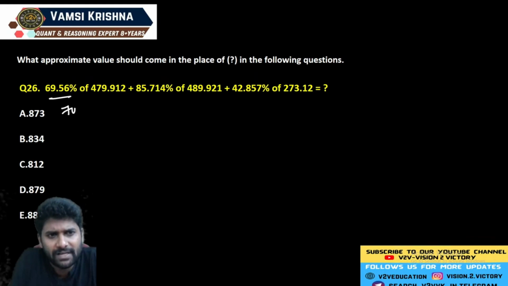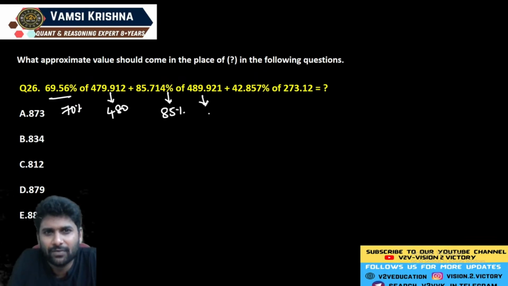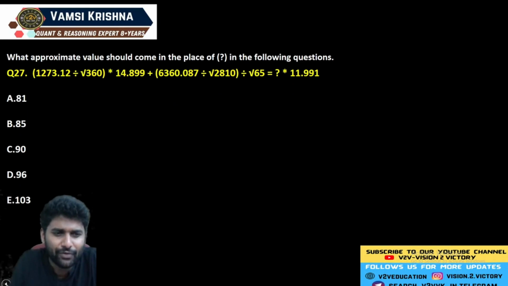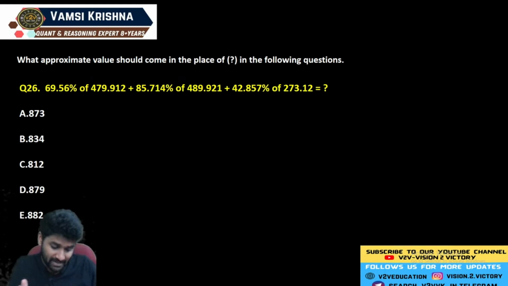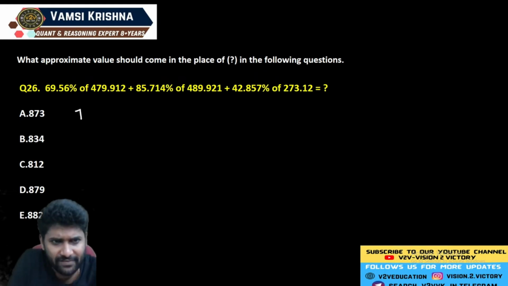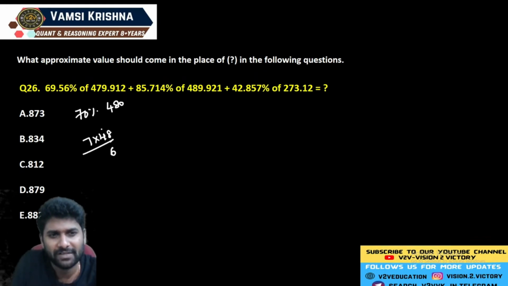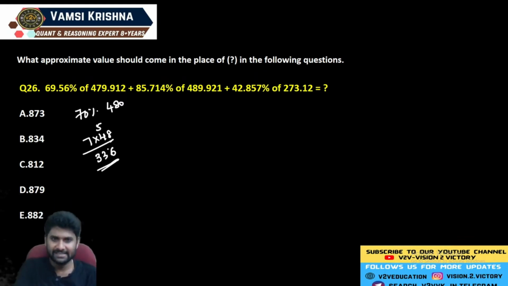Next, it's a 70 percentage of 480. Here 85 percentage of 490. Or guys, let me tell you, if you guys are good at percentages, you can solve these questions in this way also. First, you know that 70 percentage of 480 means 7 is multiplied by 48. 56, 336. You will get one value is 336.